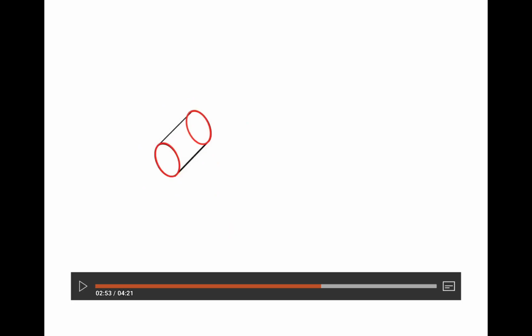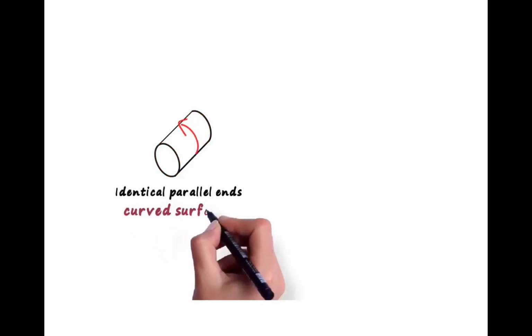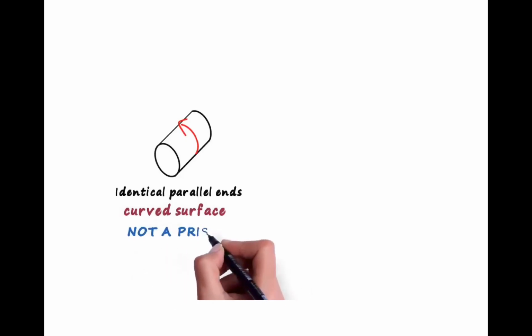This geometrical figure should not be considered a prism, right? I hope you have got this. They have identical, parallel, circular ends, right? But the other surfaces are not flat. It is a curved surface. So this is not a prism.